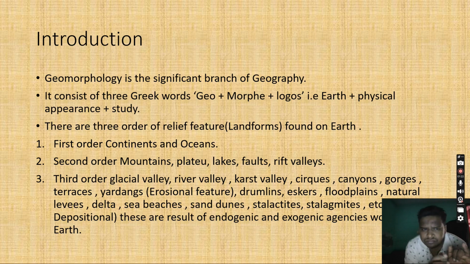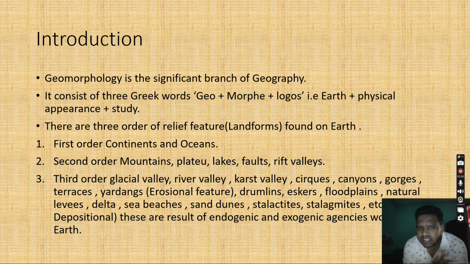So basically, if you talk about landscapes or landforms found on the earth's surface, there are three orders of landforms: first order, second order, third order. First order landforms are the ocean basins and continents. These are the basics. After that we have second order landforms, which develop over the first order: mountains, plateaus, lakes, faults, rift valleys, etc. Then we have third order.